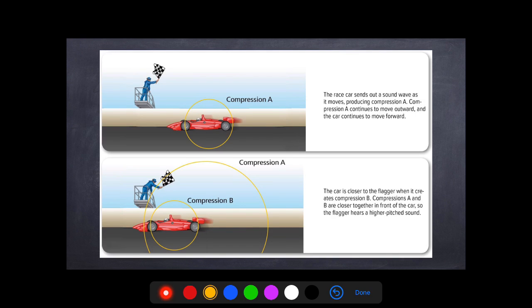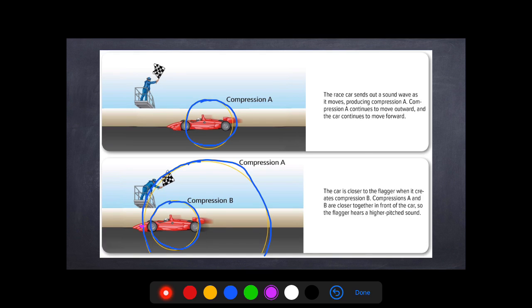Okay, so here we see an example of a car that is racing. We see that it's letting out a compression, which is like a sound wave, as it continues to move. In the next picture, we see that compression A has now moved all the way out here, and another compression is being released called compression B.